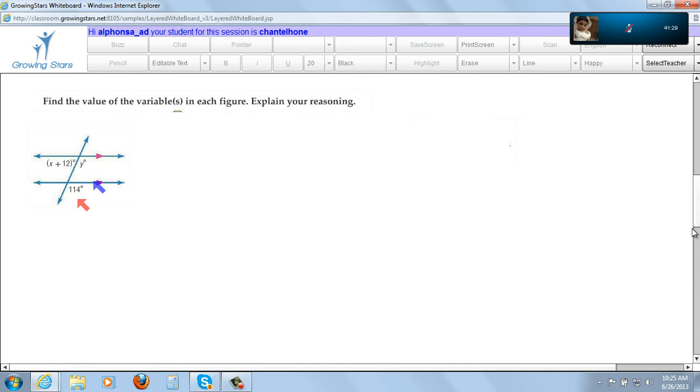So you got the value of y. Now you can easily find the value of x. So before that, write down y equals 114. Mention the reason: corresponding angles are congruent, or corresponding angle postulate.